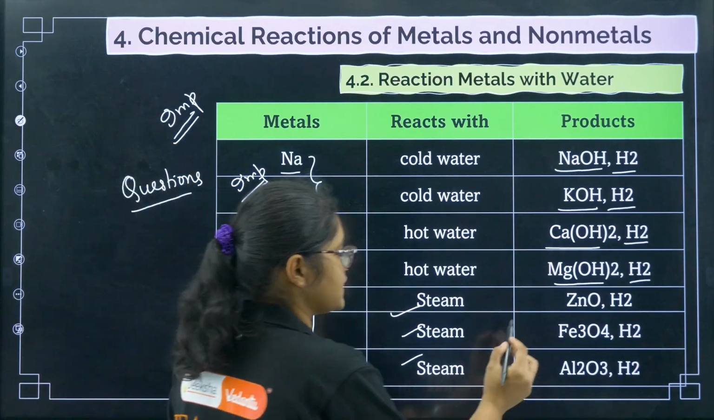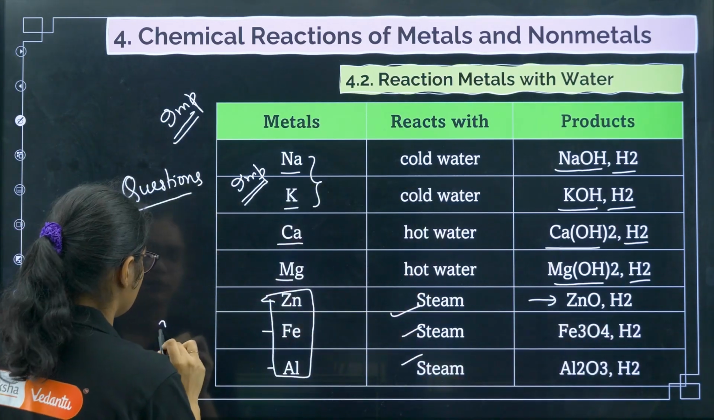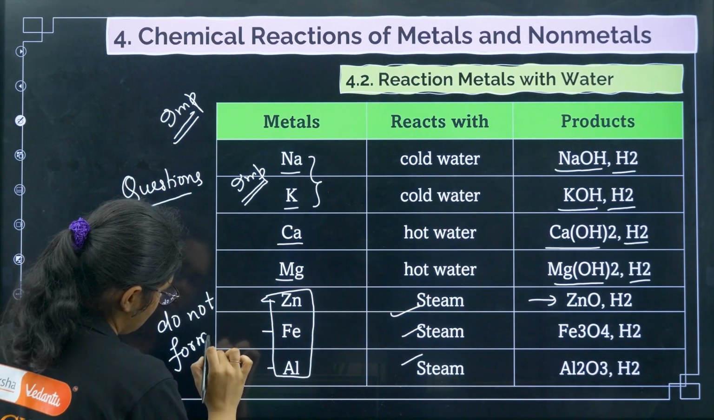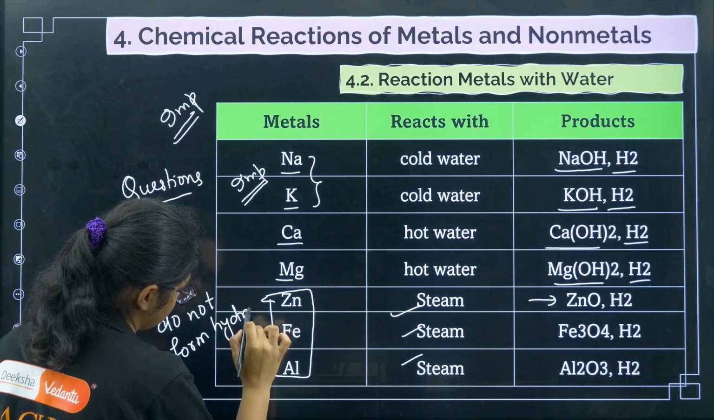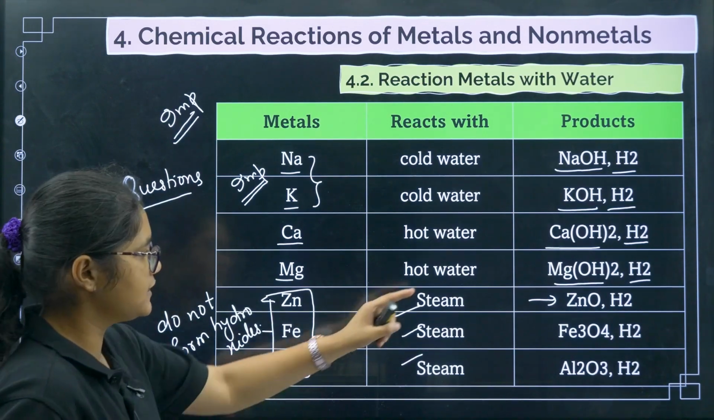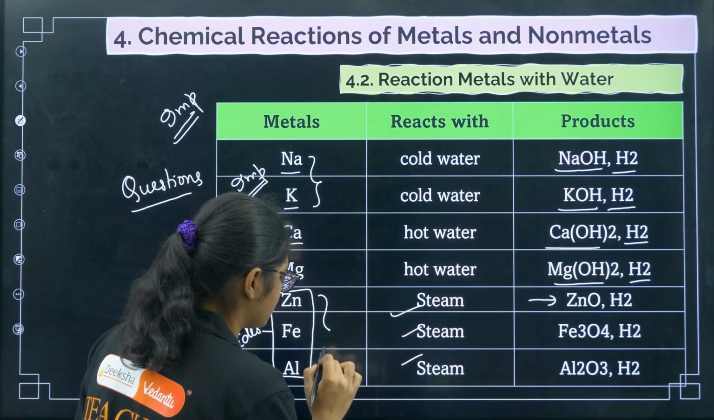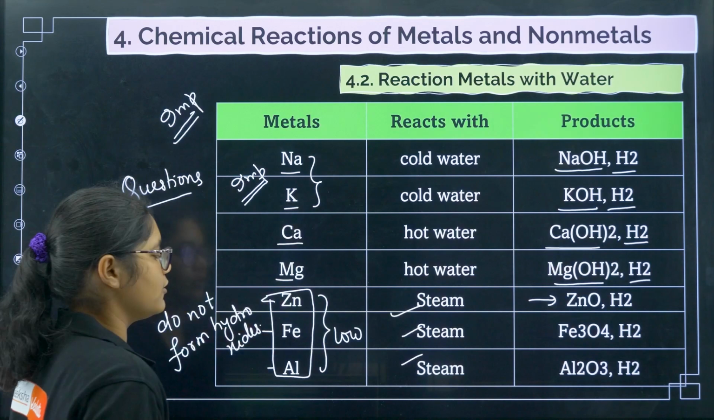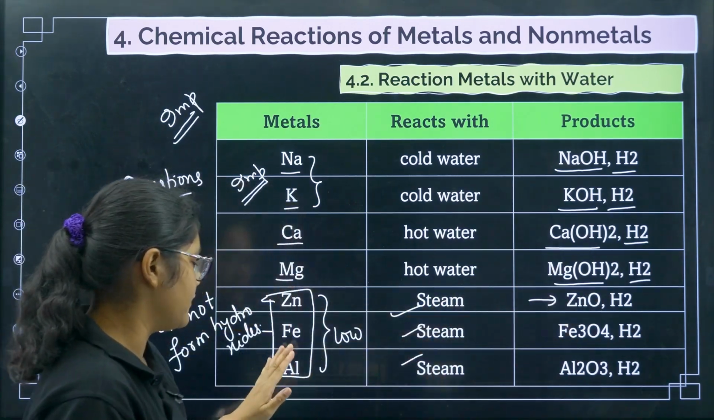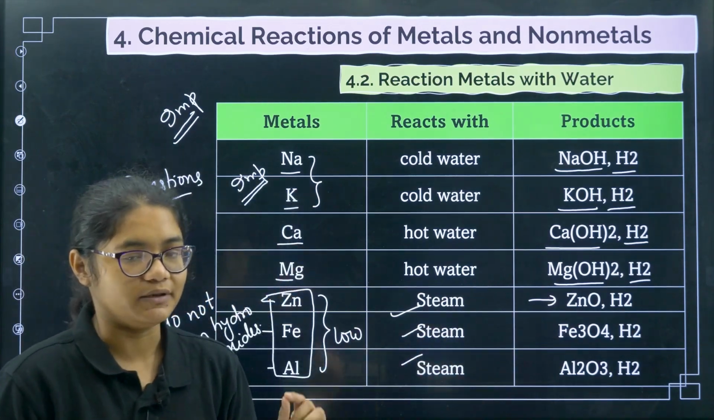So Zn will form ZnO, a metal oxide, and this is important: these low reactivity metals do not form hydroxides, they form oxides. You can see here hydroxides are formed, but for low reactivity metals, they just form oxides. So zinc will convert to zinc oxide, Fe will convert to iron oxide, aluminium is getting converted to aluminium oxide.